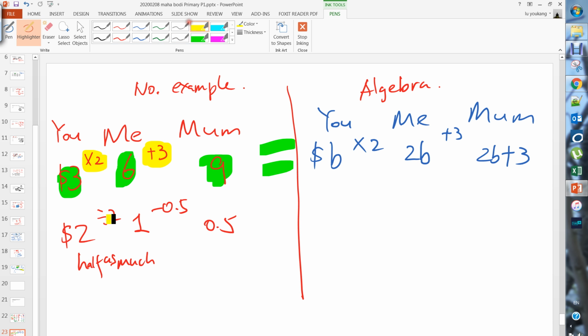The yellow one is the what? Operation. And then the green one is? The answer. Very good. And this is the number example. Okay, so now, can you give me an algebra example?